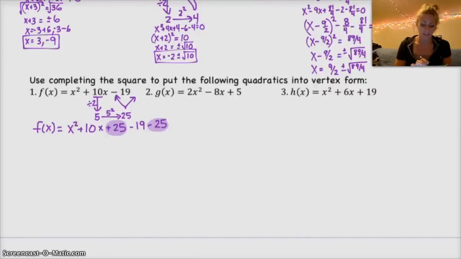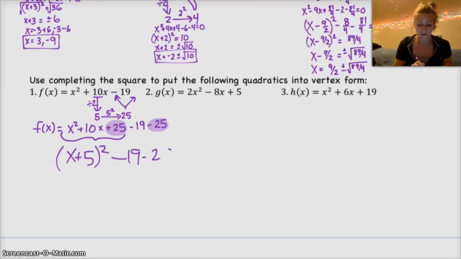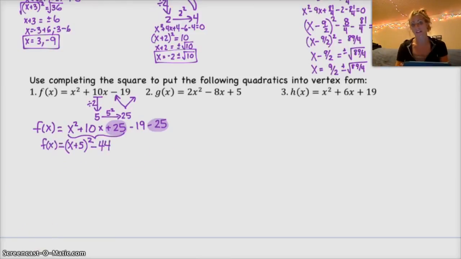So anyways, the x squared plus 10x plus 25, that's our perfect square, because x plus 5 times x plus 5 equals that. So I've got x plus 5 squared minus 19 minus 25, which you can simplify. So far that's what f of x equals.